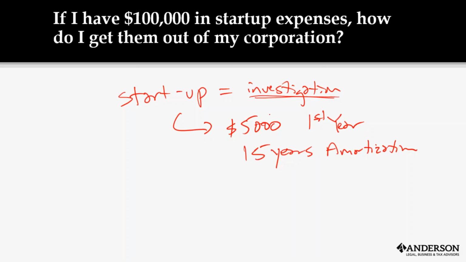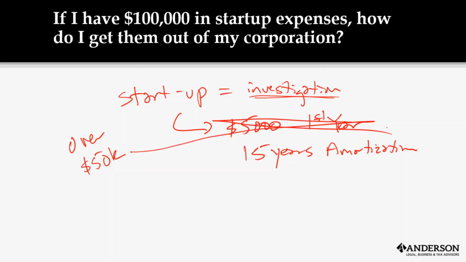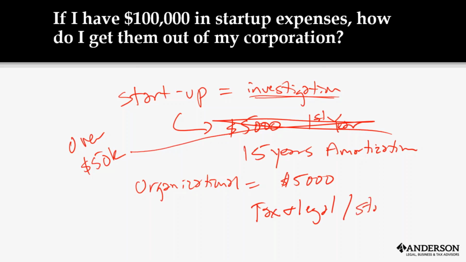So we're just going to say if it's over 50,000, it starts phasing out dollar for dollar. Then cross that one out. Correct. The other thing you get is organizational expense. The organizational expense is $5,000, and that's for tax and legal, state fees. This is the cost of setting things up, licenses, all that fun stuff. So organizational, you're also going to get another $5,000 there.